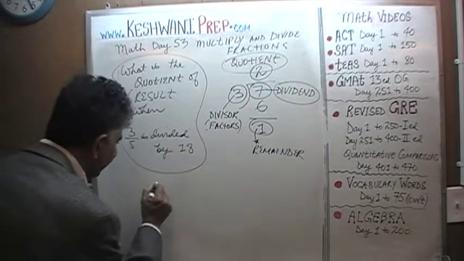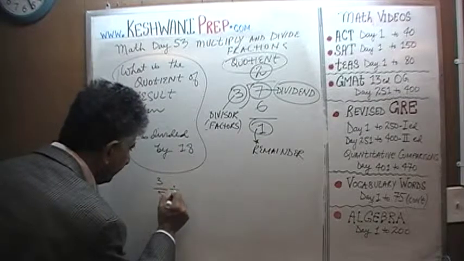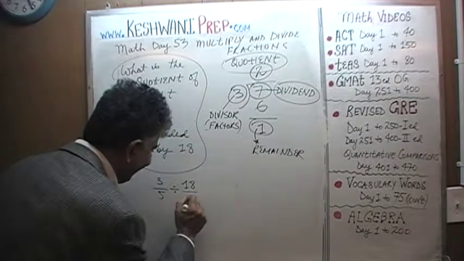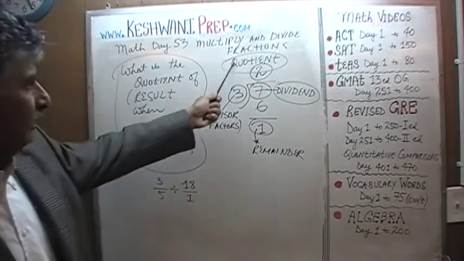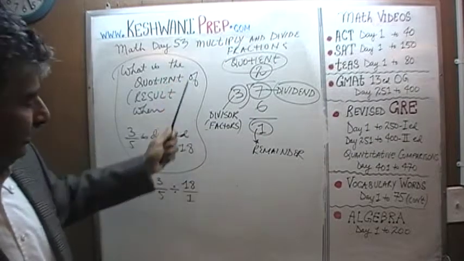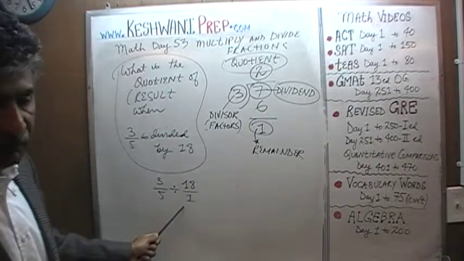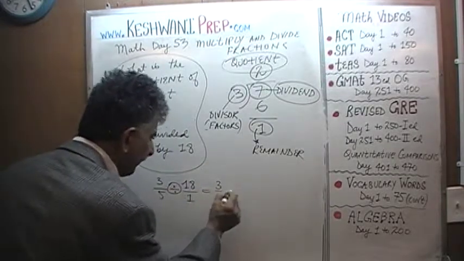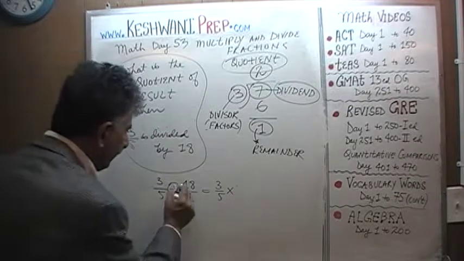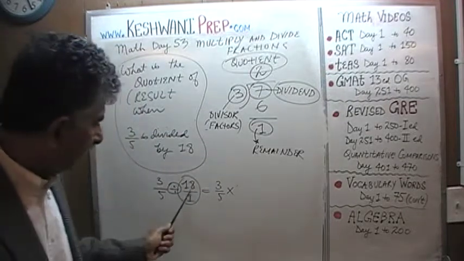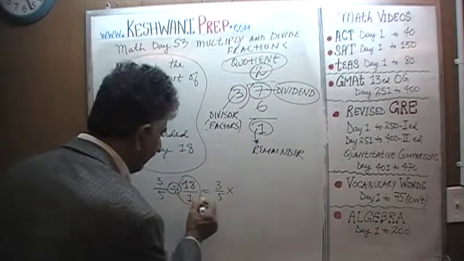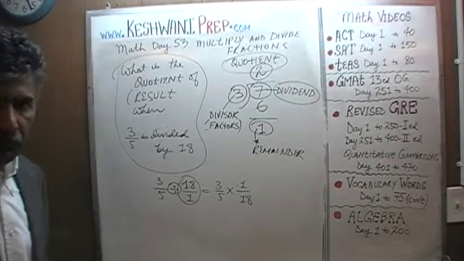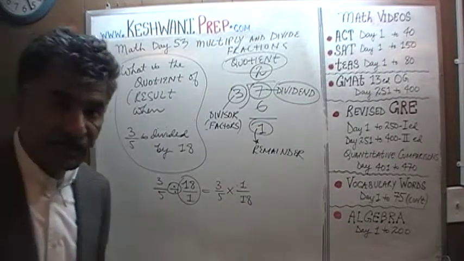Let's do it. 3/5 divided by 18. Of course, we know 18 can be written as 18 over 1, and we learned yesterday and the day before that when one fraction is divided by another fraction, we take our first fraction, 3/5, and the division sign becomes a multiplication sign. Multiply it by the reciprocal of the second fraction. So 18 over 1 becomes 1 over 18. And that's it. We just have to simplify now, if it is possible.